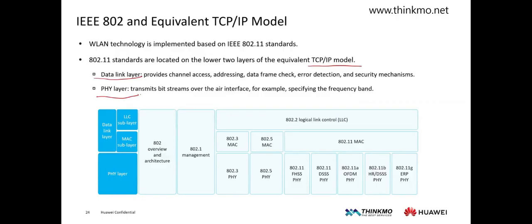The second is our data link layer. The data link layer is mainly responsible for channel access, addressing, data frame verification, error detection, and security mechanisms between wireless devices. It determines the overall performance and reliability of the wireless network.